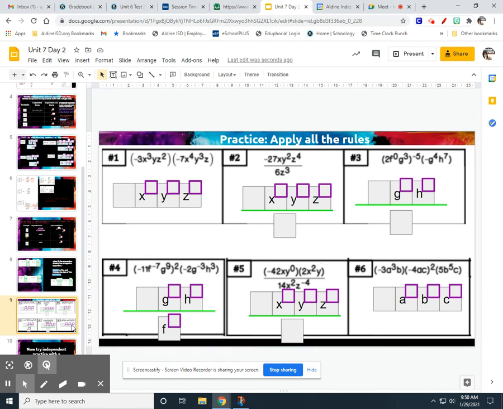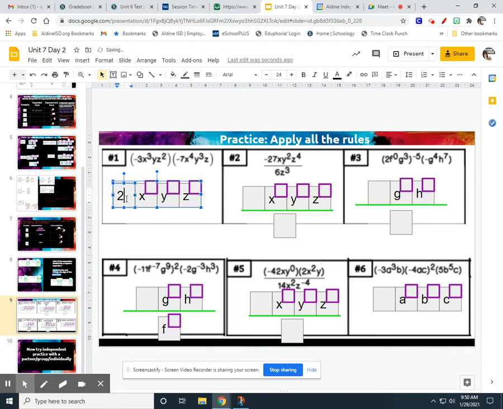All right, on this one, we're going to practice all the rules. So let's do that. Remember, this is the product rule, so we're just going to be multiplying. This is going to come out to be 21 because 3 times 7, and they're both negative, so it makes it positive. Add the exponents for the x. 3 plus 4 is 7. 1 plus 3 is 4. And 2 plus 1 is 3.